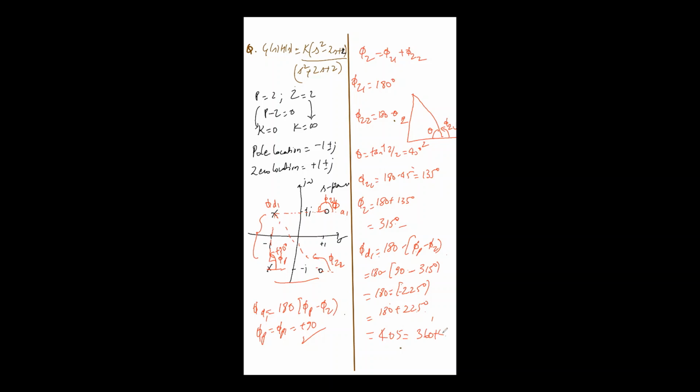Or what else you can write? 360 plus 45. If you are taking a whole circle, you can neglect 360 because it is a round part. So your angle of departure will be 45 degree for phi d1. If phi d1 is 45, therefore phi d2 will be equal to minus 45. You can directly write it like that. So we have calculated two angles.